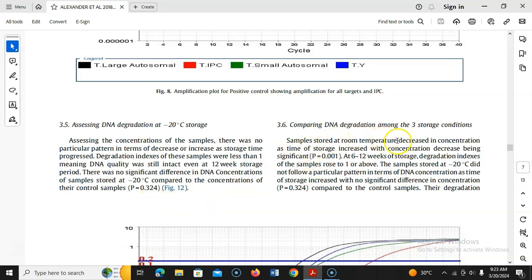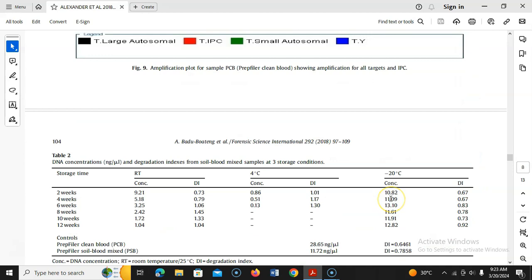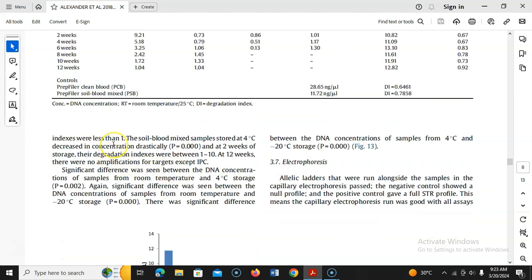So now comparing DNA degradation among the 3 storage conditions, that is room temperature storage, 4 degrees Celsius storage, and minus 20 degrees Celsius storage. Samples stored at room temperature decreased in concentration as time of storage increased, with concentration decrease being significant. At 6 to 12 weeks of storage, degradation indices of the samples rose to 1 or above. The samples stored at minus 20 degrees Celsius did not follow a particular pattern in terms of DNA concentration as time of storage increased, with no significant difference in concentration compared to the control samples. Their degradation indices were less than 1.